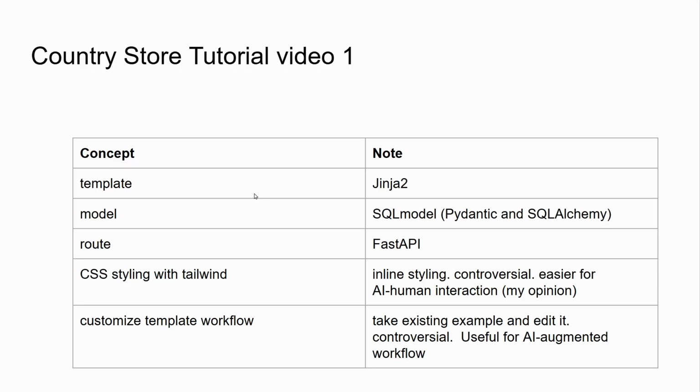In video 1, there's the concept of template. We're using Jinja 2 template system, which is very common, and it's used with FastAPI. There's a concept of a model. This is a data model, and we're using the open source SQLModel, which is made by the same development team as FastAPI. SQLModel ties together the structure from Pydantic and SQLAlchemy. So you can research these to see what they are and to learn more about them.